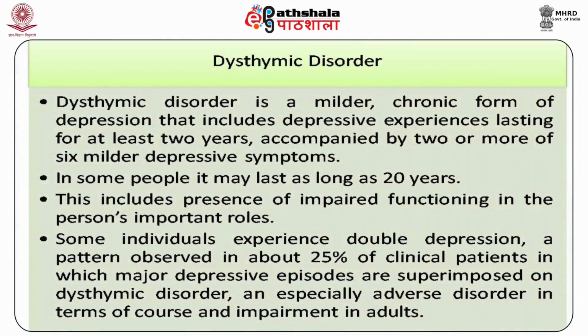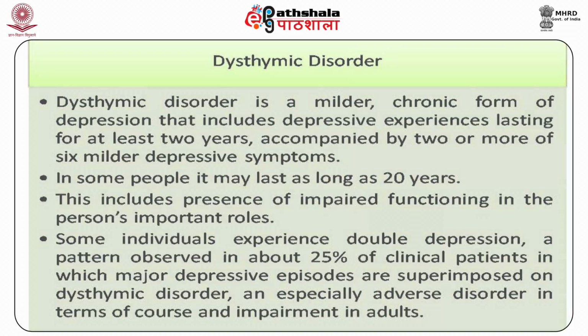Next is dysthymic disorder. This is a milder chronic form of depression that includes depressive experiences lasting for at least 2 years, accompanied by two or more of six milder depressive symptoms. In some people, it may last as long as 20 years. This includes the presence of impaired functioning in the person's important roles. Some individuals may experience double depression, a pattern observed in about 25% of clinical patients, in which major depressive episodes are superimposed on dysthymic disorder, an especially adverse disorder in terms of course and impairment in adults.